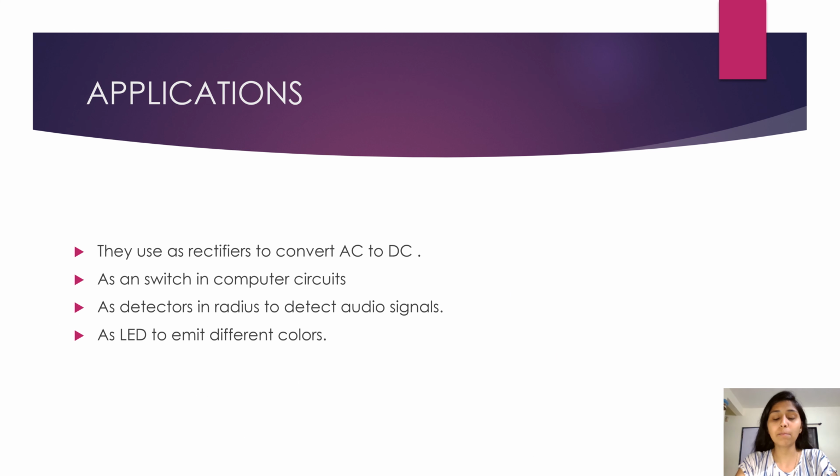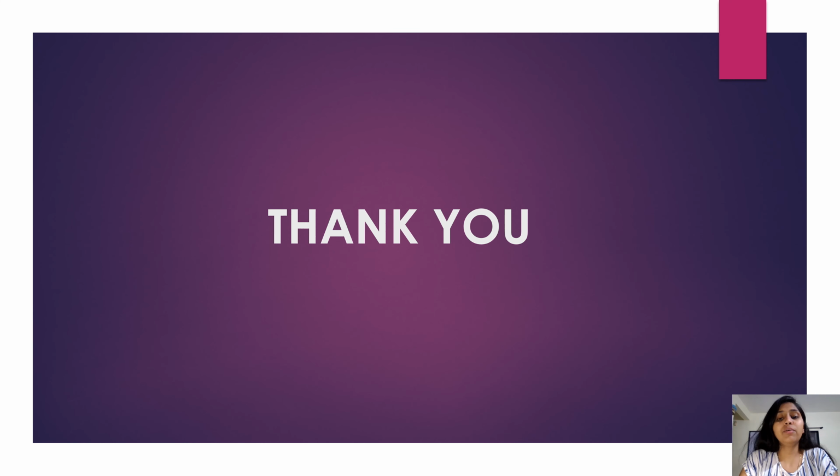Now we move towards the application of PN junction diode. Until now, we have mentioned only one application for a diode, rectification. But there are many more applications that we have not yet discussed. Variations in doping agents, semiconductor materials, and manufacturing techniques have made it possible to produce diodes that can be used in many different applications. For example, they are used as a rectifier to convert AC to DC current, as a switch in computer circuits, as detectors in radios to detect audio signals, and as LEDs to emit different colors. So here I am done with my presentation.